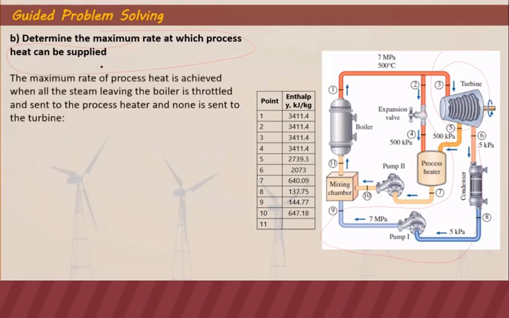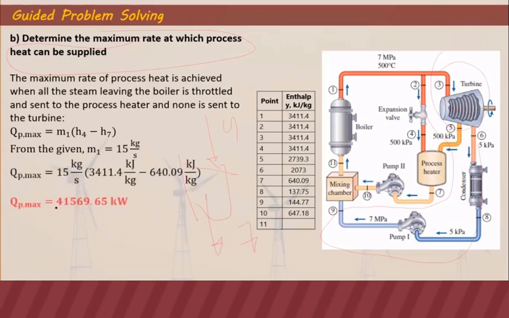So the maximum rate of process heat is achieved when all the steam leaving the boiler is throttled and sent to the process heater, and none is sent to the turbine. And that is equal to M1 multiplied by (H4 minus H7), because point 5 does not exist anymore since we don't have a turbine. So meaning it will just be one line. We have point 4 entering and point 7 leaving the process heater. So that's why QP max is 41,569.65 kilowatt. So assuming that all the energy will go to the process heater and there's no turbine work.